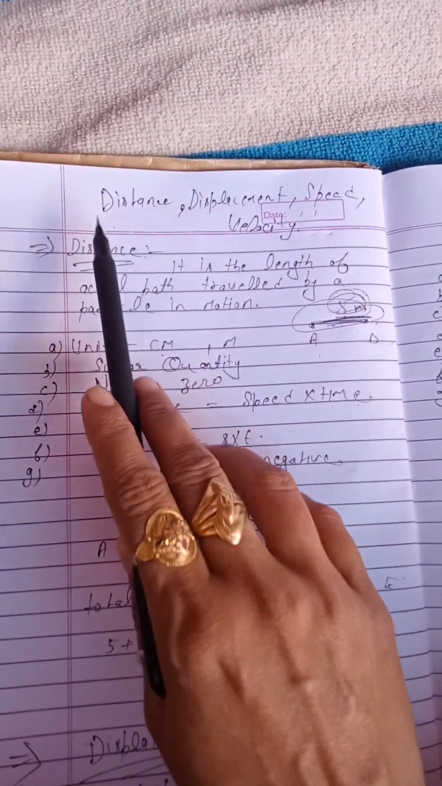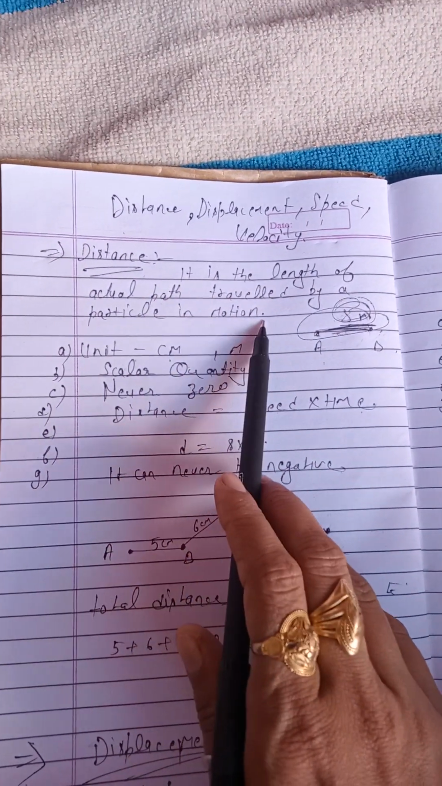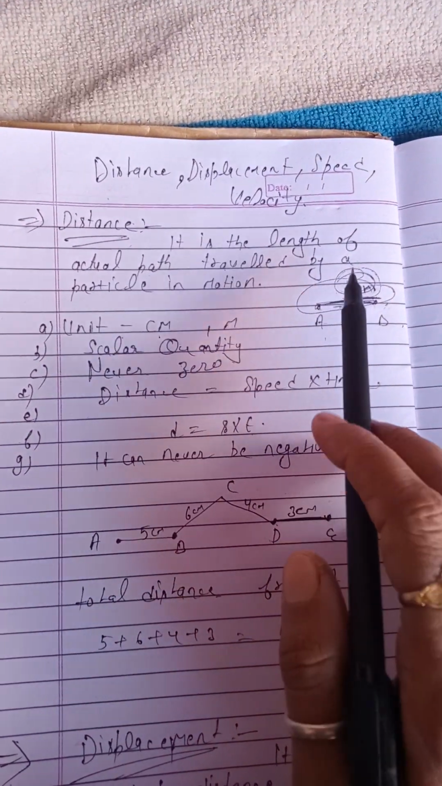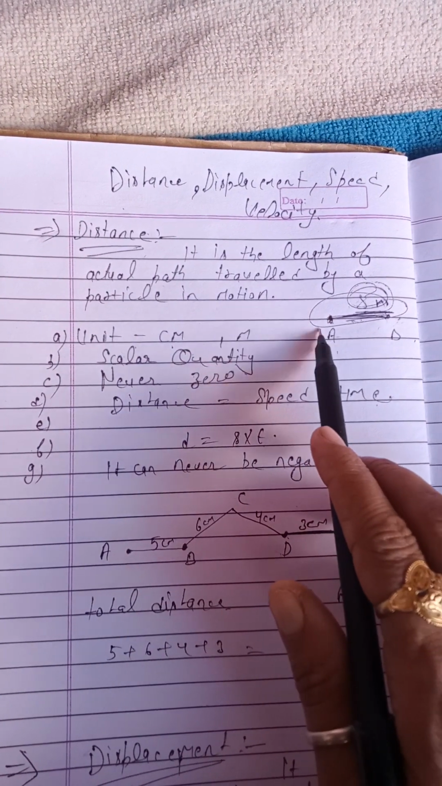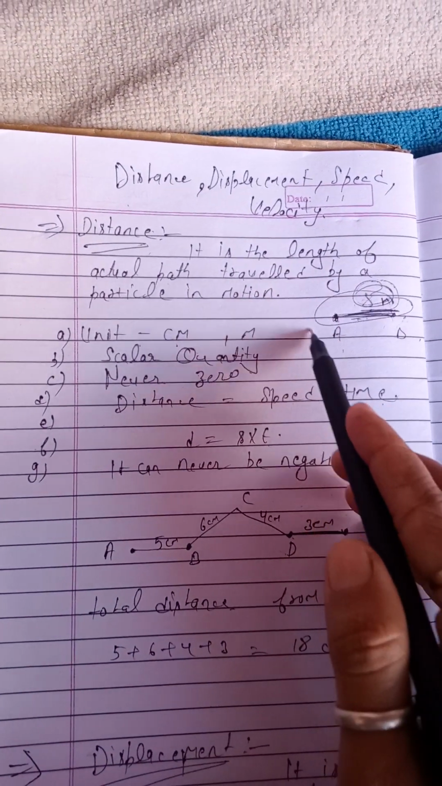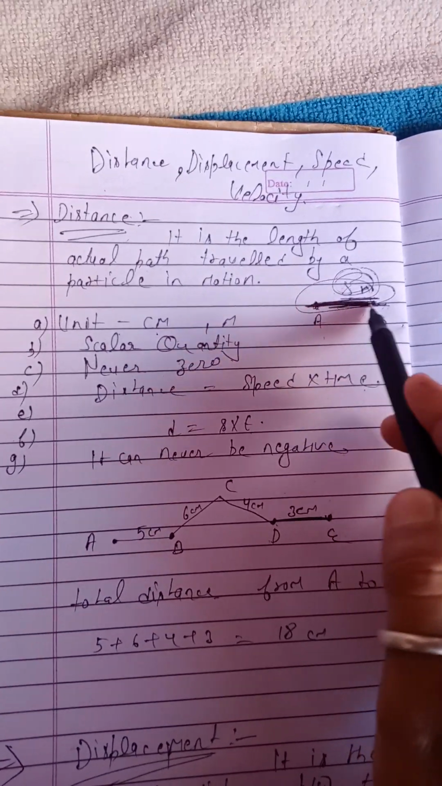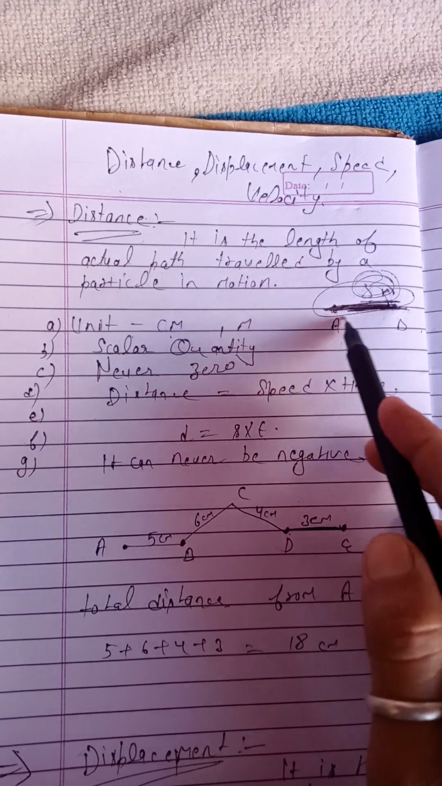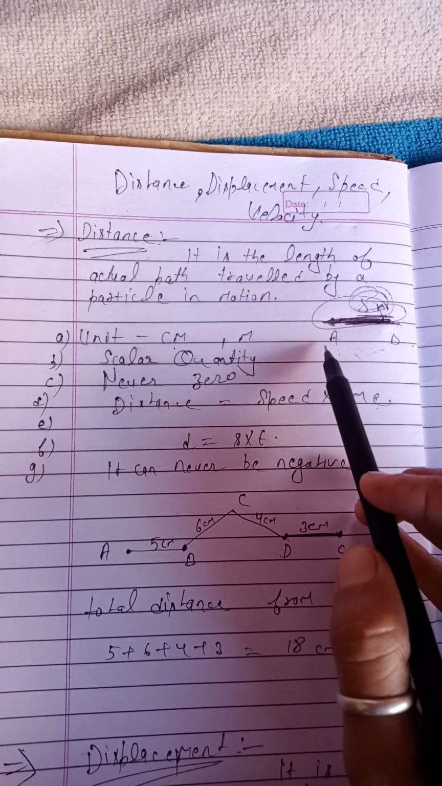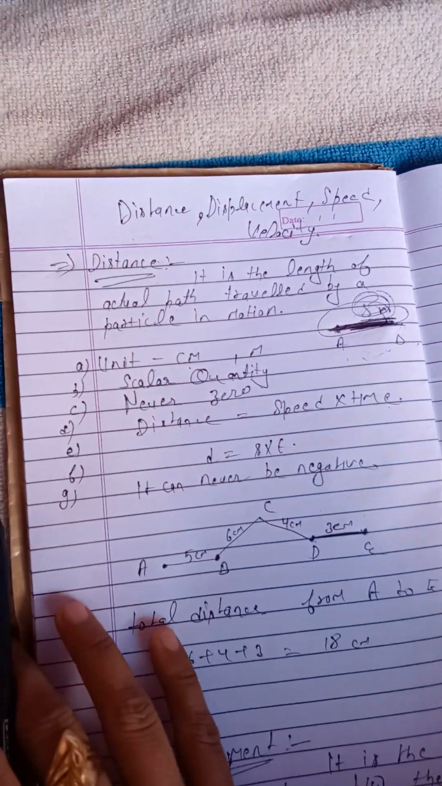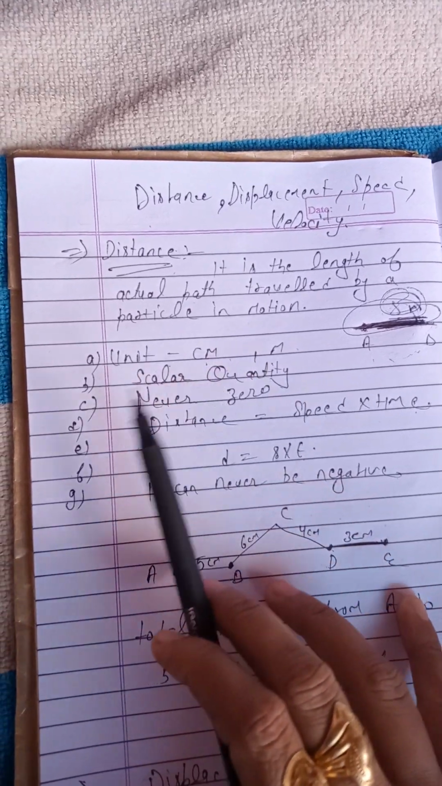Distance. First of all, we know that distance is the length of the actual path traveled by a particle in motion. It means we have a particle, and the particle moves from A to B. The distance from A to B is the given distance, the actual path from A to B. If the length of the path is 5 cm, then the distance from A to B is 5 cm. The unit of distance is centimeter, and also meter.